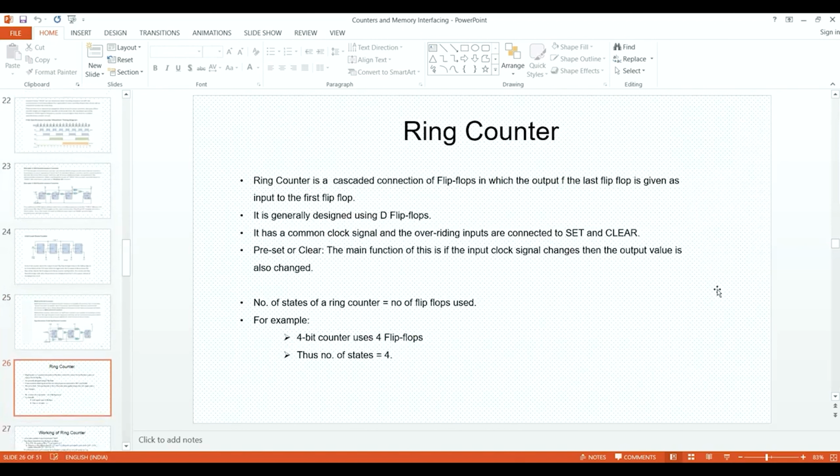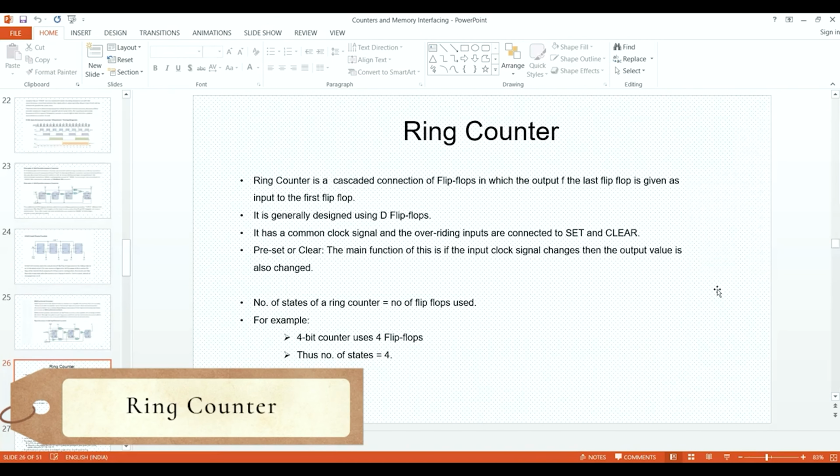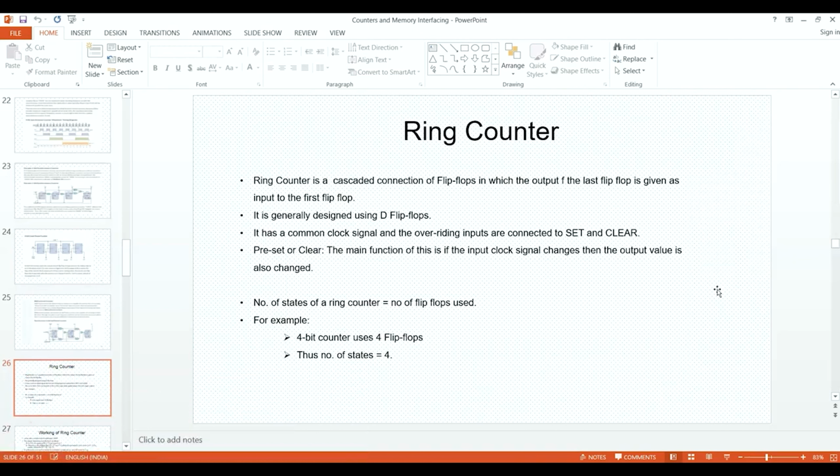This we already discussed in counters, but I am repeating it because earlier in the video you saw the ring counter circuit diagram, and now we are going to discuss the working of the ring counter, how it is going to operate. First of all, it's just a revision of the ring counter for you. Ring counter is a cascaded operation. The flip flop, we normally use D flip flop. As I already told you, in the counters they use D or T flip flop. So common clock signal, all the inputs are going to set and clear. We have to decide the number of states. Number of states would be dependent upon number of flip flops. A 4-bit counter uses 4 flip flops, and number of states would be 4.